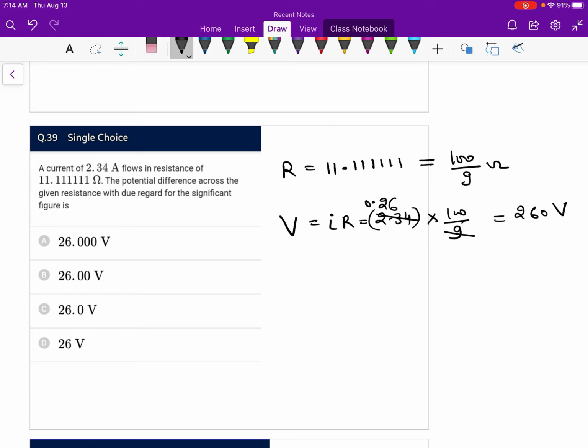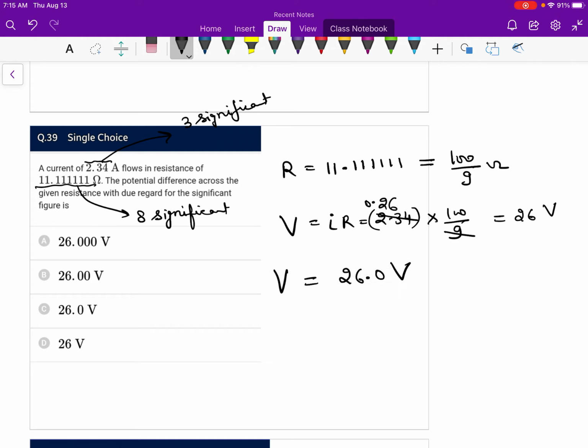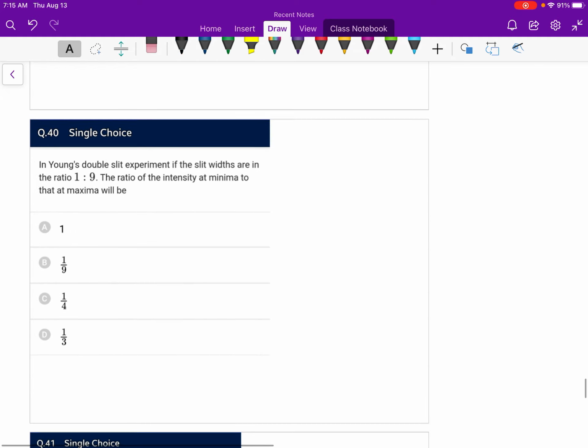0.26, so 26 volt. But as per the significant digits concept, the answer should be written in 3 significant digits. See, this has 3 significant digits, and this has 3 3 6 2 8 significant digits. So the answer should be written in the lesser number of significant digits. So this should be 26.0. So correct is 26.0 volt. So C is the correct option.